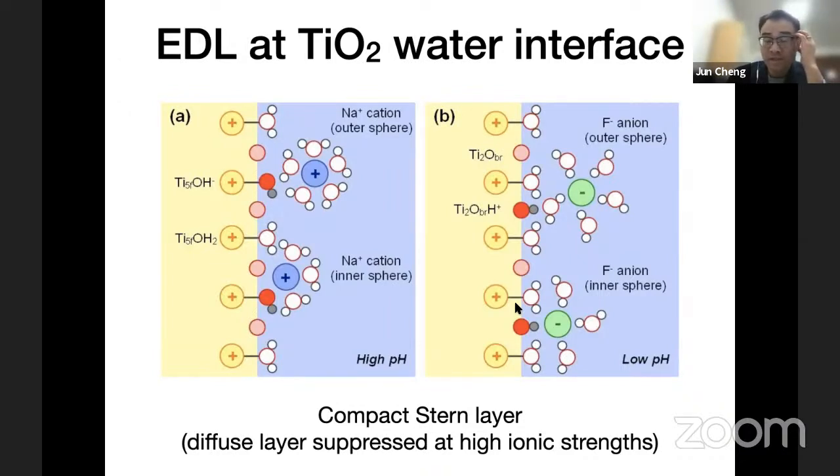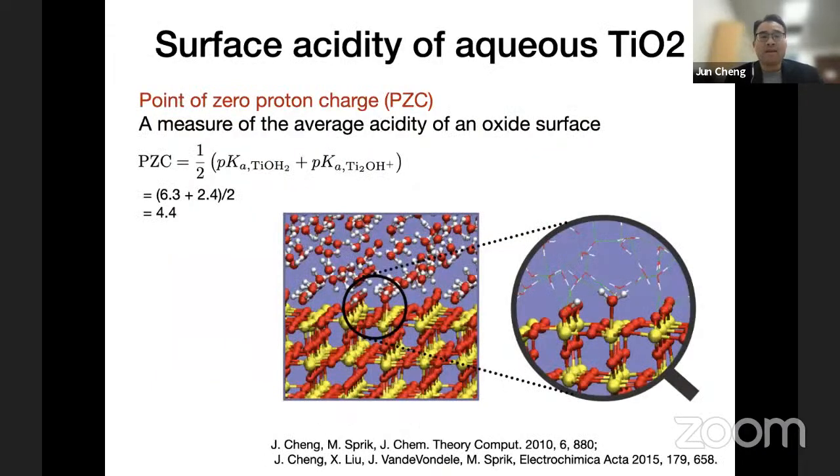Using AIMD, ab initio molecular dynamics, we could simulate the compact double layer, the Helmholtz layer. So for the moment, neglecting all the diffuse layer effect. But just to point out, in any electrochemistry application, we tend to have very high concentration anyway. So the diffuse layer very often is suppressed. So all the chemistry really happens at the compact layer.